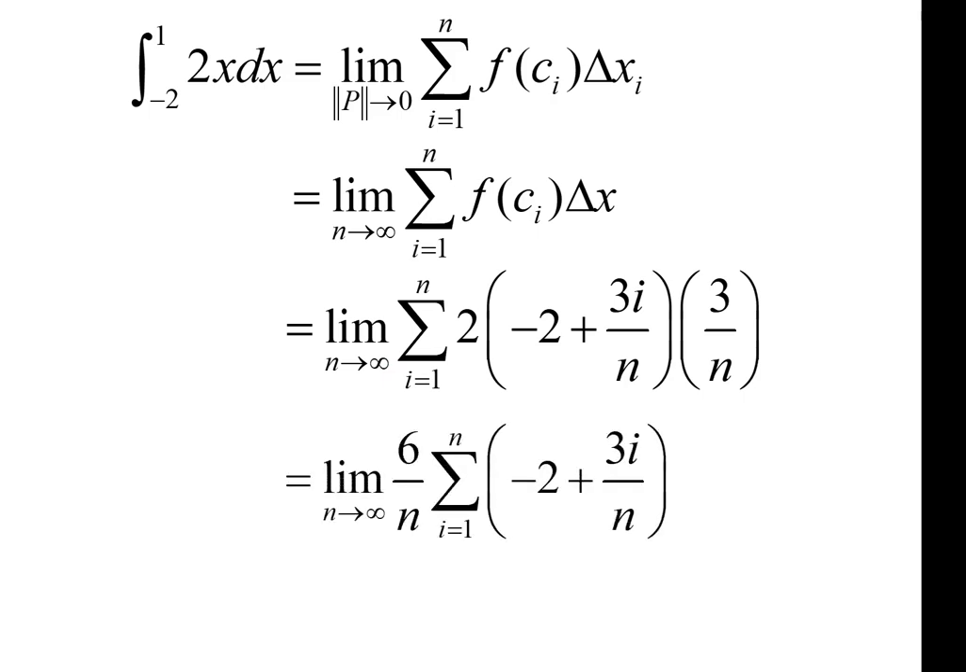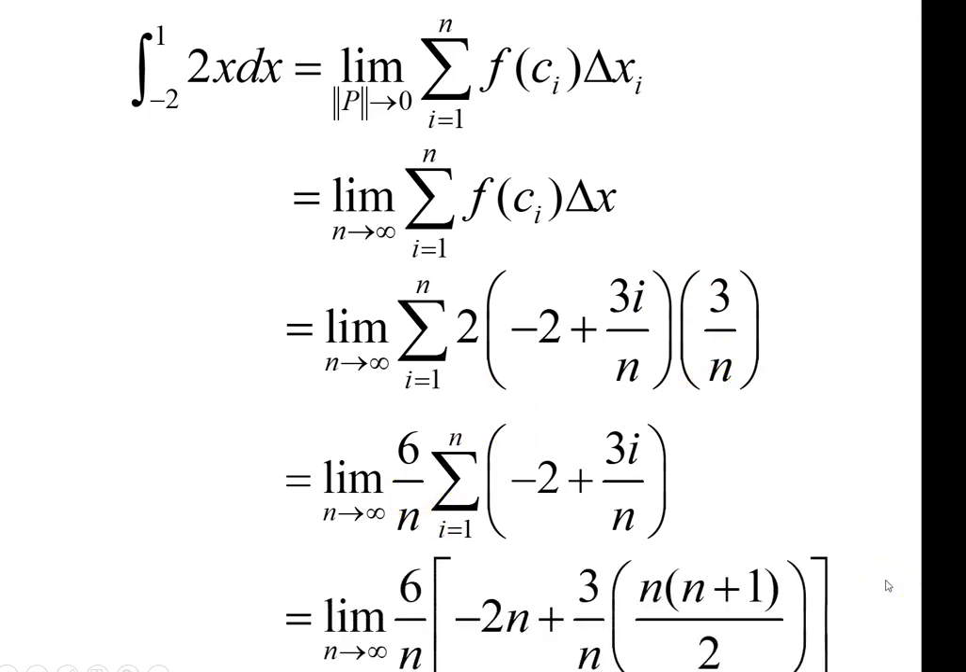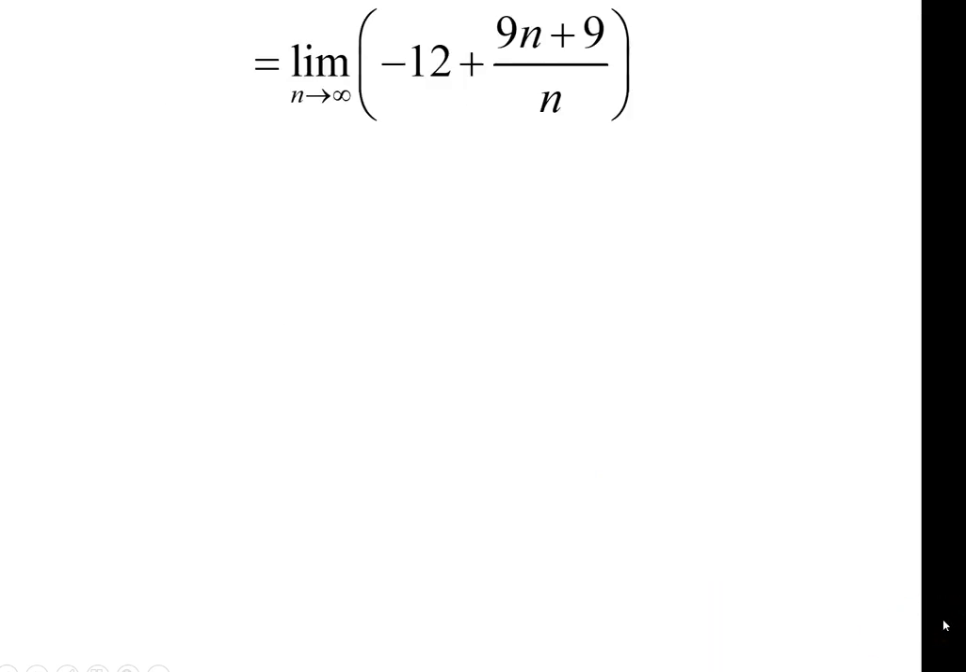We're going to simplify this just a little bit. 2 times 3 over n, I can treat that as a constant and put that in the front. Summation rules, -2 is a constant, so that turns into -2n. 3 over n is a constant, and remember the sigma for i from our rules from the other day for summation becomes n times n plus 1 all over 2. So if I do a little algebra and clean this up, I get this expression.